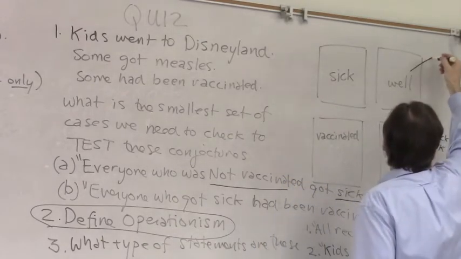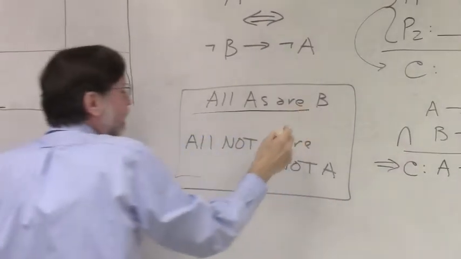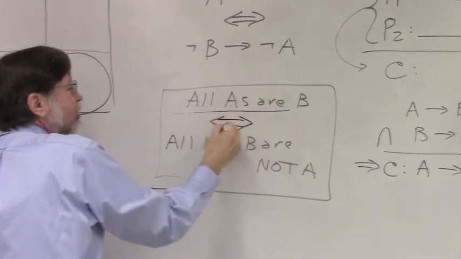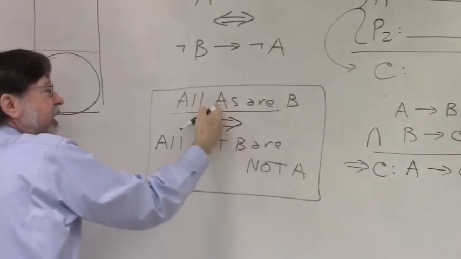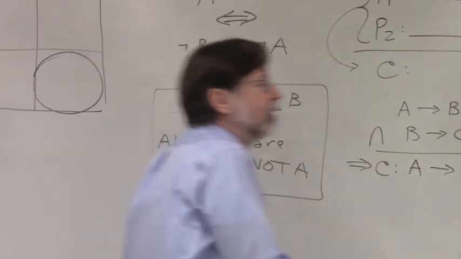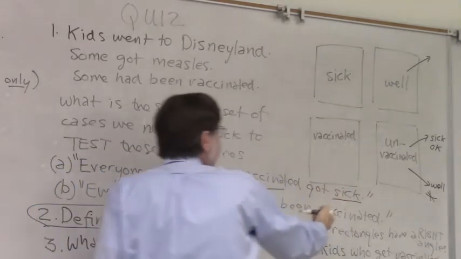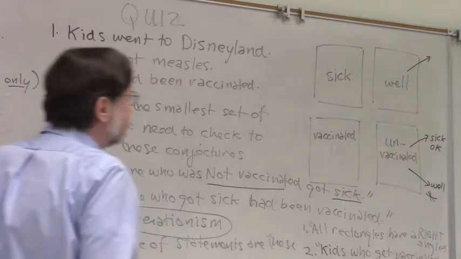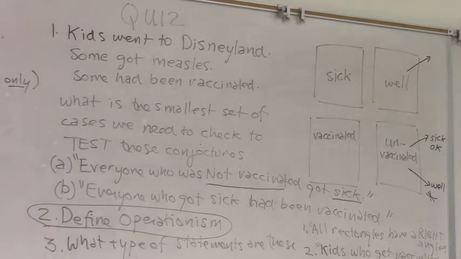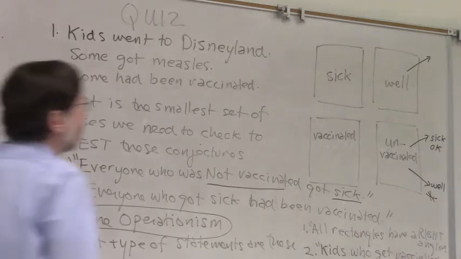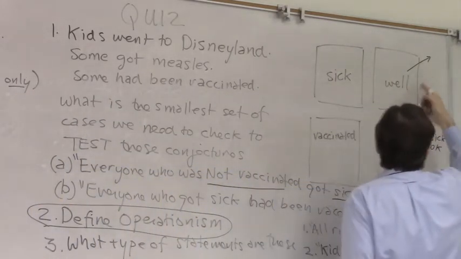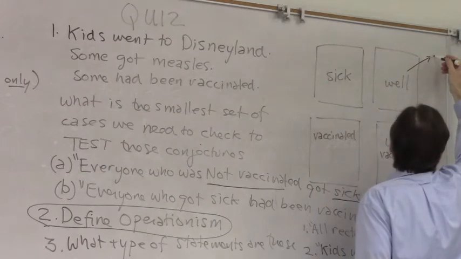Well, why? You have to check the people who are well, because all A's are B is the same as all not B's are not A. So we need to check the A's to make sure they're B. So we need to check the ones who are not vaccinated to make sure they got sick. And we need to check the ones that aren't sick to make sure they were vaccinated. Right? So we need to check the not B's.